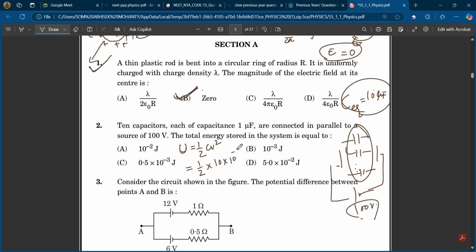That is 10 into 10 to the minus 6, into V square. V square is 100 square, that is 10 to the power 4. So this becomes 5 into 10 to the power minus 2, isn't it? 10 to the power 4 into 10 to the minus 6 is 10 to the minus 2. So the energy is 5 into 10 to the minus 2 joules. Yeah, this is the correct answer, option D.